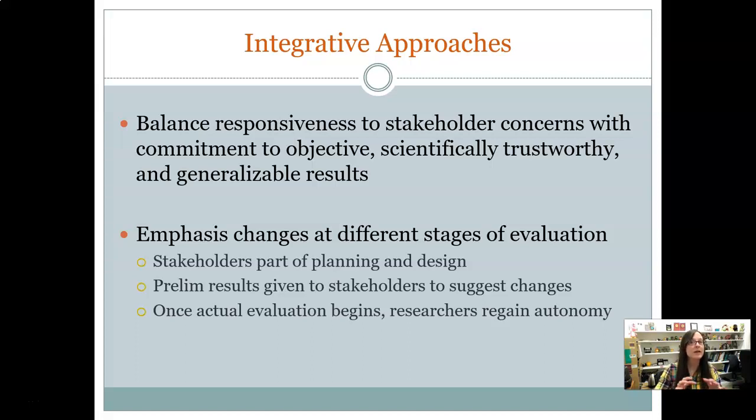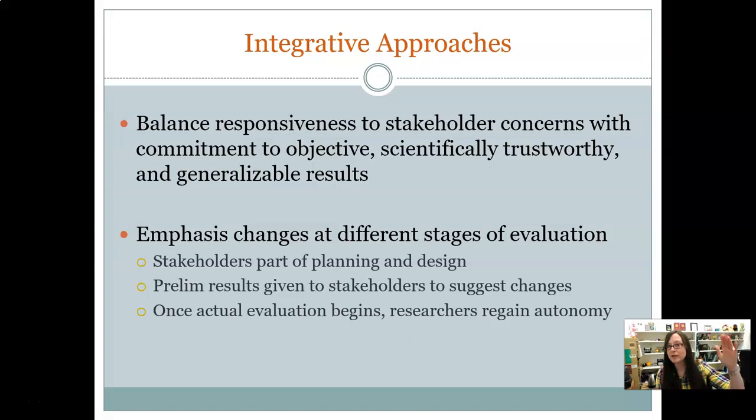And so then they would say, well, here's what we're finding, just preliminary results. What do you think? Is this kind of what you're interested in? Then they maybe suggest changes, or maybe say, yeah, that's good. We want to see it now with a larger group. But then once the actual evaluation begins, the researchers regain that autonomy. So they're like, okay, so this is what we're going to do.